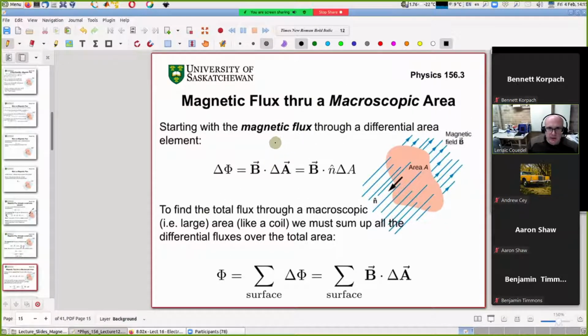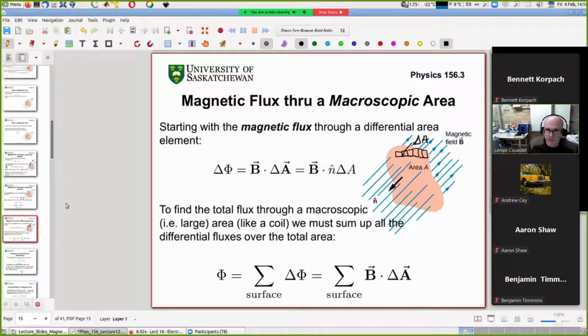So in general, if you start from the magnetic flux through a differential surface area element, a very tiny element here, delta A, you will obtain just a differential flux. It's not the total magnetic flux through the area. If you want the total magnetic flux, you have to cut your area into many differential elements delta A, and then you have to make the summation over all the surface of those elements of flux. So this is very similar to what you've been seeing with electric flux.